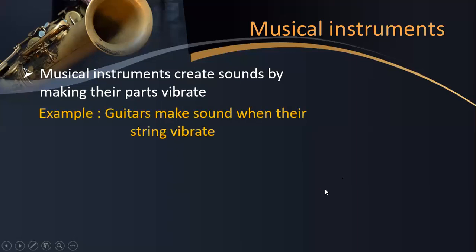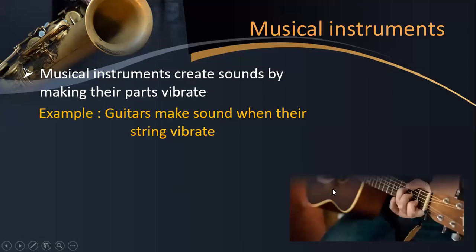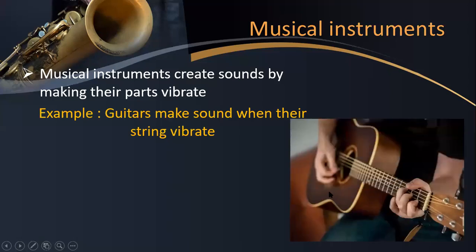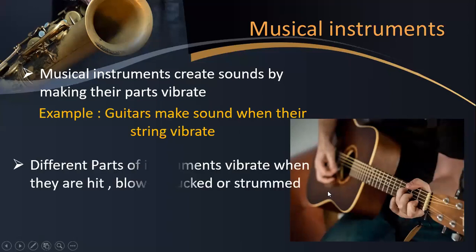For example, a guitar makes sound when its strings vibrate, right? But if the strings are static, there is no sound. Different parts of an instrument vibrate when they are hit, blown, plucked, or strummed. So we have methods of vibration of the parts of the musical instrument: hitting, blowing, plucking, or strumming.